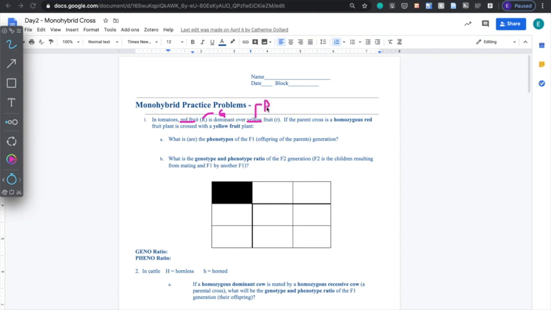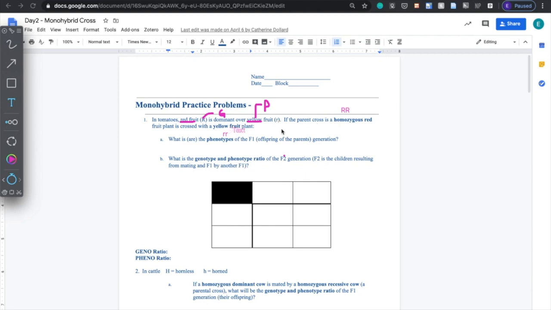So now we're going to cross two tomato plants. And the first tomato plant, the first one of the parents, is homozygous red, right? And homozygous means the same, so two letters that are the same. And since it's red, it's dominant, so it's two capital R's. And then we're also going to do a yellow fruit, and we know that yellow is recessive, and the only way for it to be recessive is if it's homozygous recessive, so it's two lowercase r's, right?